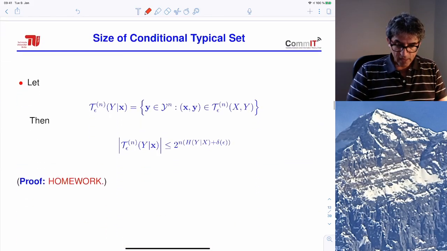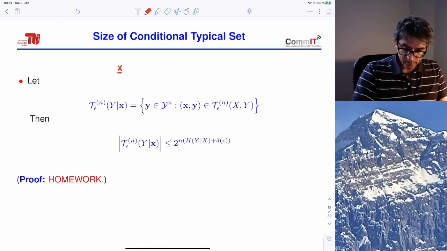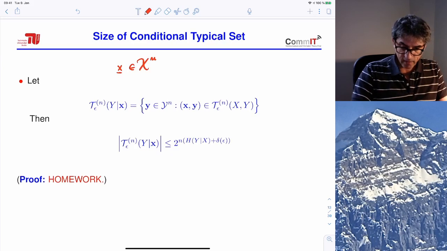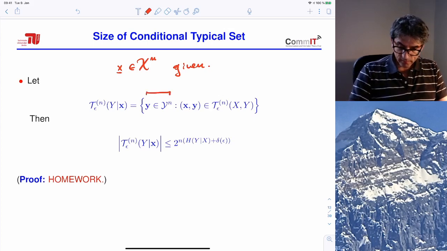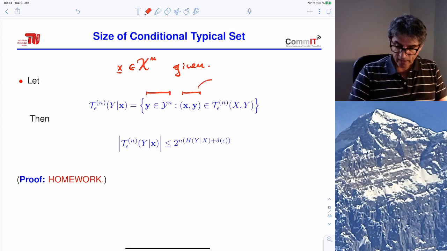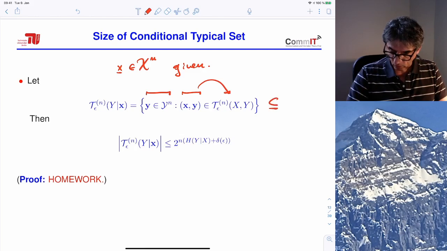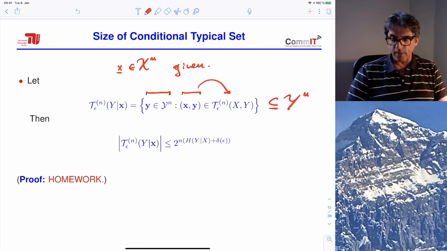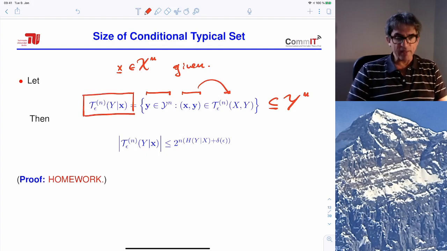Okay, size of the conditional typical set. So what is the conditional typical set? Well, let's take a given sequence x in X^n, and then I can define the set of all the y's such that the pair x y is jointly typical. So this is a set over y, a subset of Y^n. Okay, and I call this set the conditional typical set given a fixed sequence x.